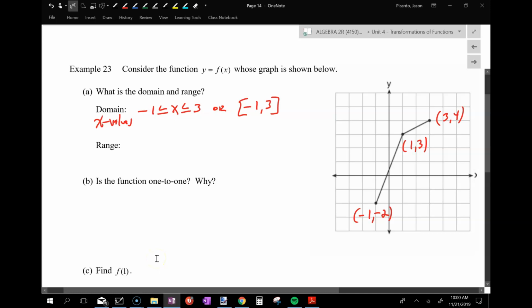Range, what's the smallest y value? -2. What's the largest y value? 4. Or like that.